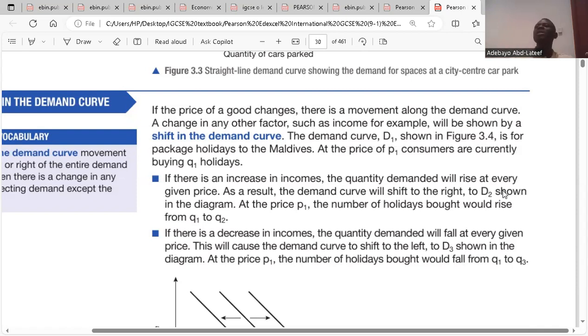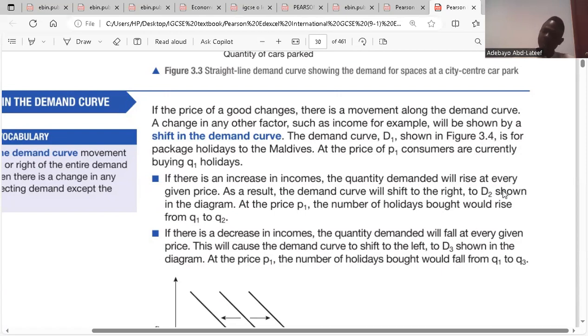Ceteris paribus, all things being equal. Price stays the same, but other factors have changed. So when we talk about movement along the demand curve, price changes and all other factors that surround demand are constant. That's why we said ceteris paribus, all things being equal. All factors remain unchanged, but price will change. That will lead to movement along the demand curve. But a shift in the demand curve will be as a result of a non-price factor, where price would remain the same.